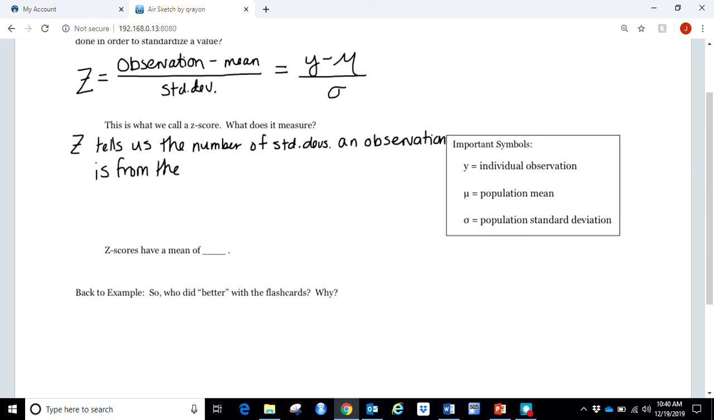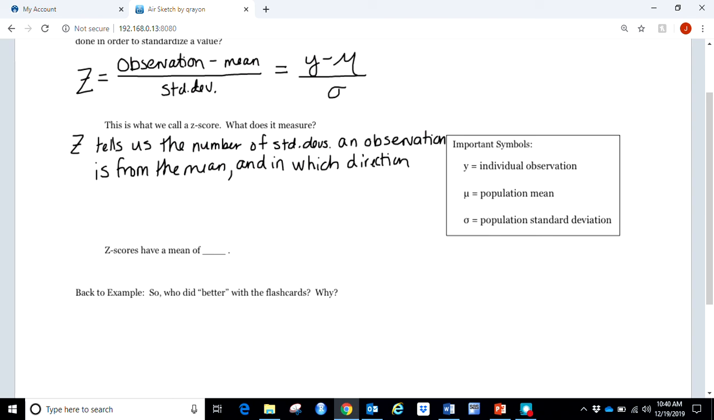So unit-wise, it's the number of standard deviations from the mean. But it also tells us in which direction. That is, did they get more questions correct than the mean, or fewer questions correct than the mean? So let's talk about how I know the direction attached to it.